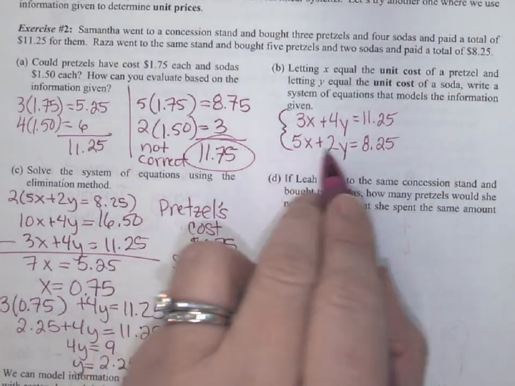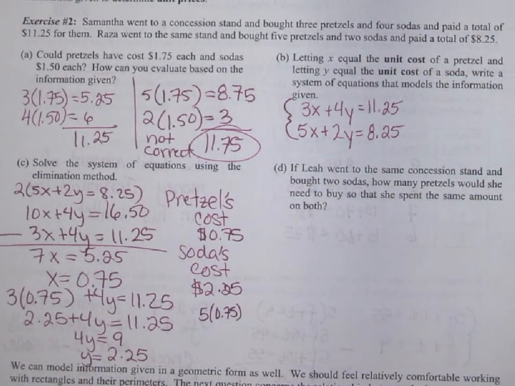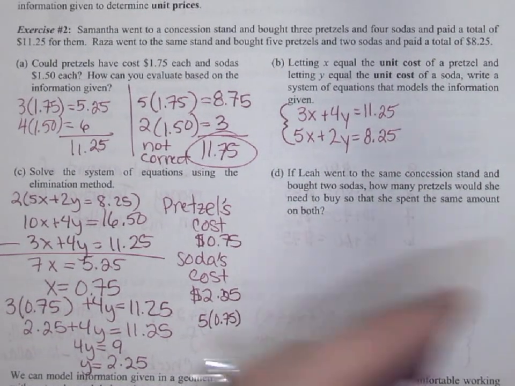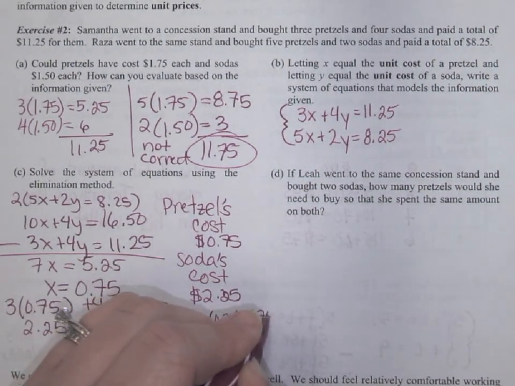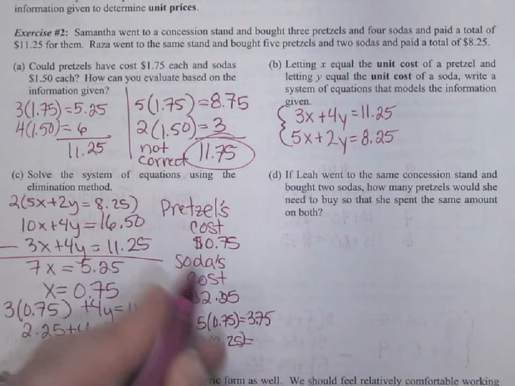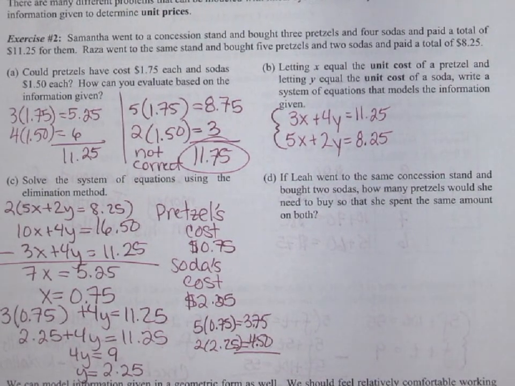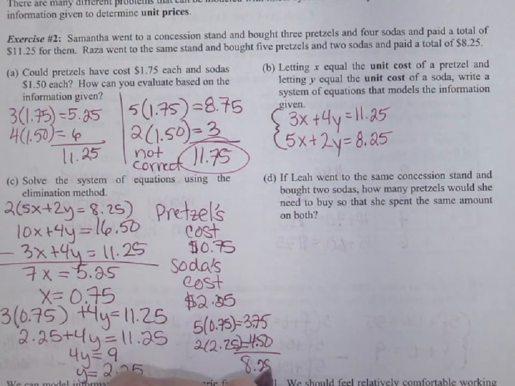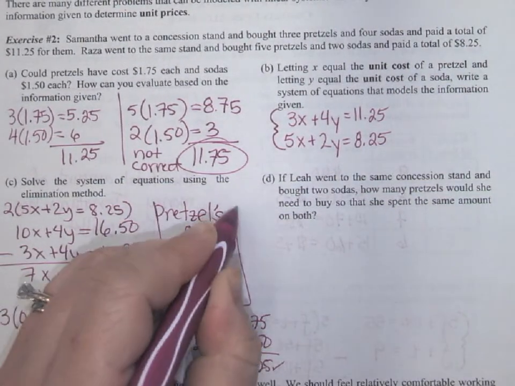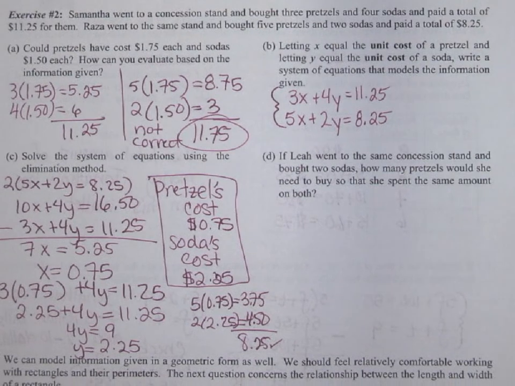So let's check and see if it works for our second equation here. So 5 times 75 cents is $3.75, and 2 times $2.25 is $4.50, and if I add those together, I do get $8.25. So this is the cost. If Leah went to the same concession stand and bought 2 sodas, how many pretzels would she need to buy so that she spent the same amount on both?